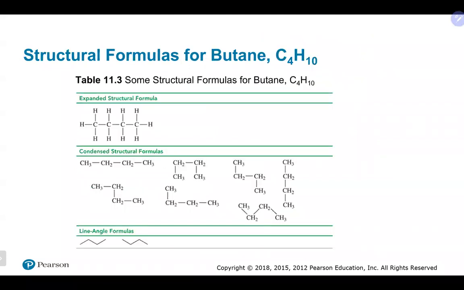So here are some different representations of formulas and condensed formulas, as we see here for butane. That's the expanded one up there. Here are all different condensed structures. So why are all these the same, even though you may look at all these guys in the middle and think they look like different things? They're drawn differently.